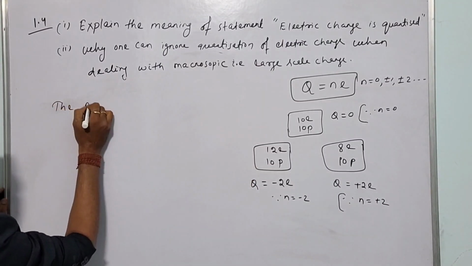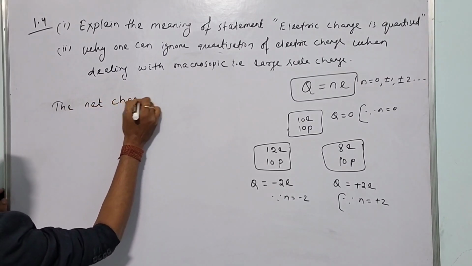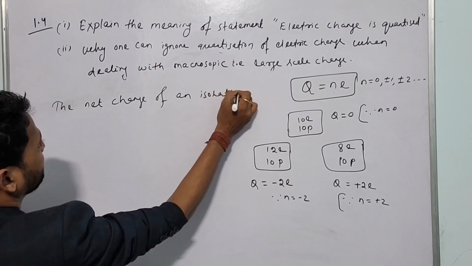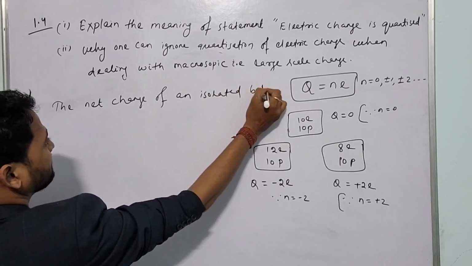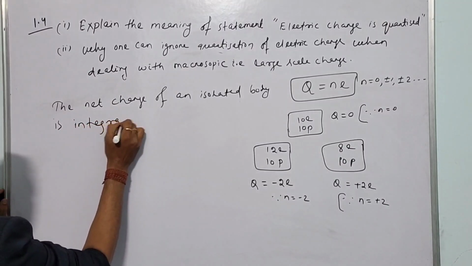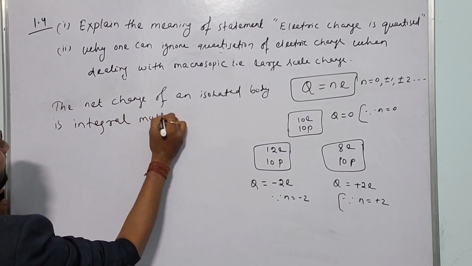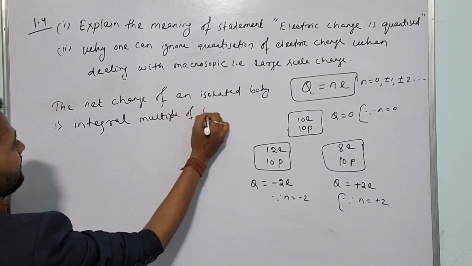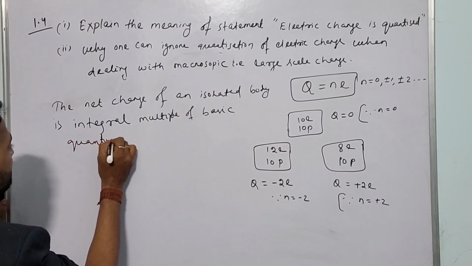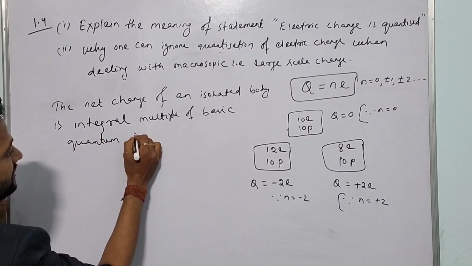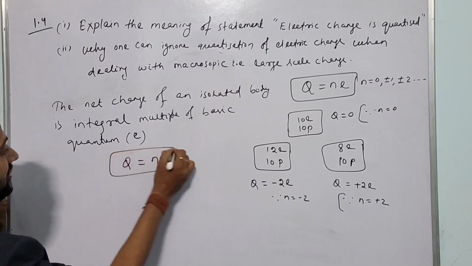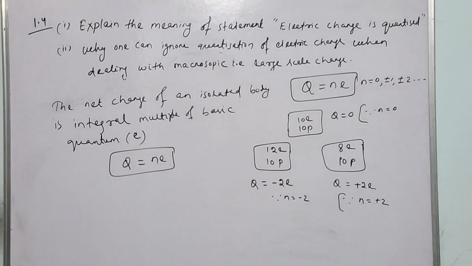The net charge of an isolated system or isolated body is integral multiple of basic quantum, integral multiple of basic quantum of charge, which is small e. मतलब Q is equal to Ne. ये हो गया definition. क्लियर.